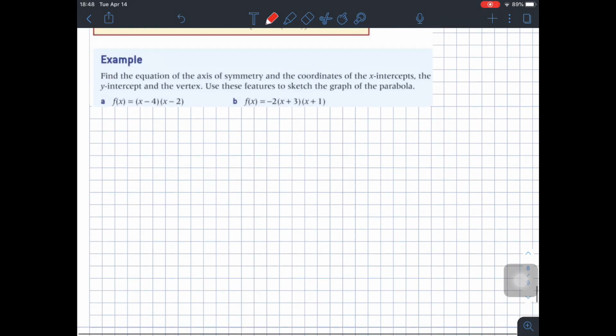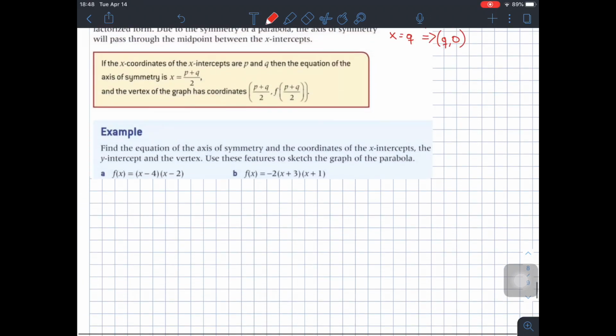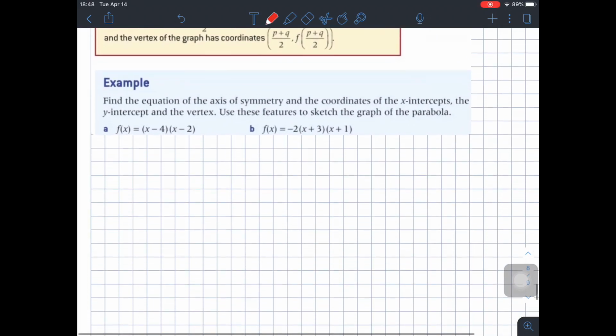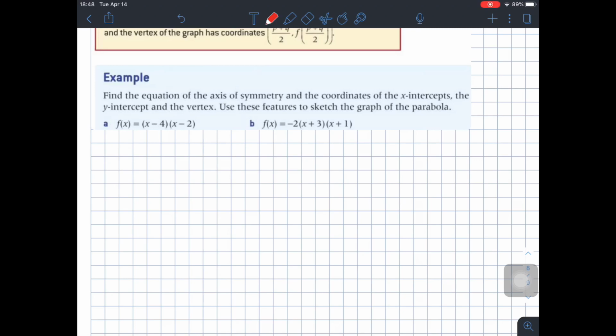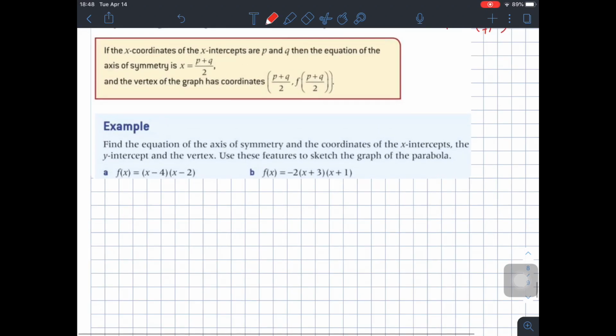Okay, so let's see the example. I think this is the last part of this electronic assignment. It says, find the equation of the axis of symmetry and the coordinates of the x-intercepts, the y-intercepts, and the vertex. So now we're asked for all of the different characteristics of the parabola. Use these features to sketch the graph of the parabola.